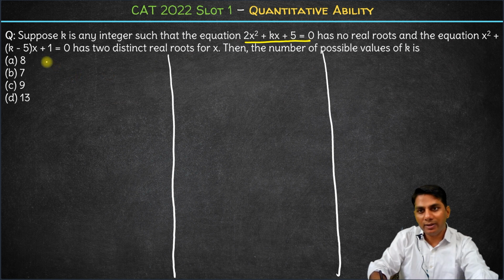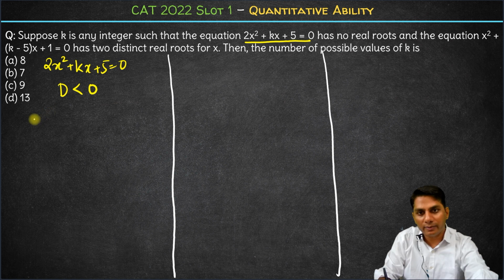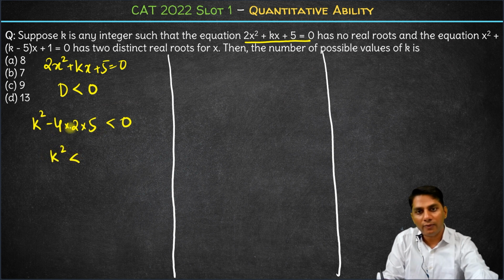The discriminant of this quadratic 2x square plus kx plus 5 should be less than 0 for it to have no real roots. So the discriminant will be b square minus 4ac, which should be less than 0. So k square should be less than 4 into 10, which is 40.